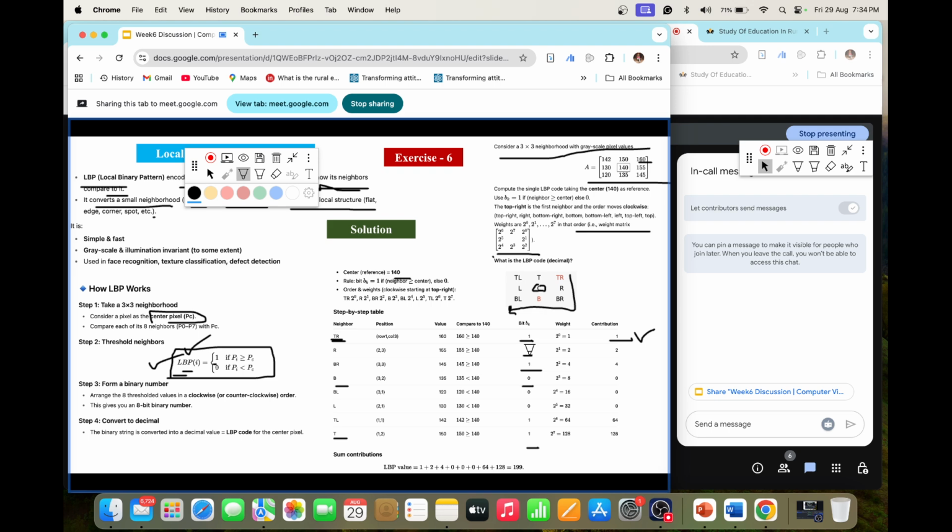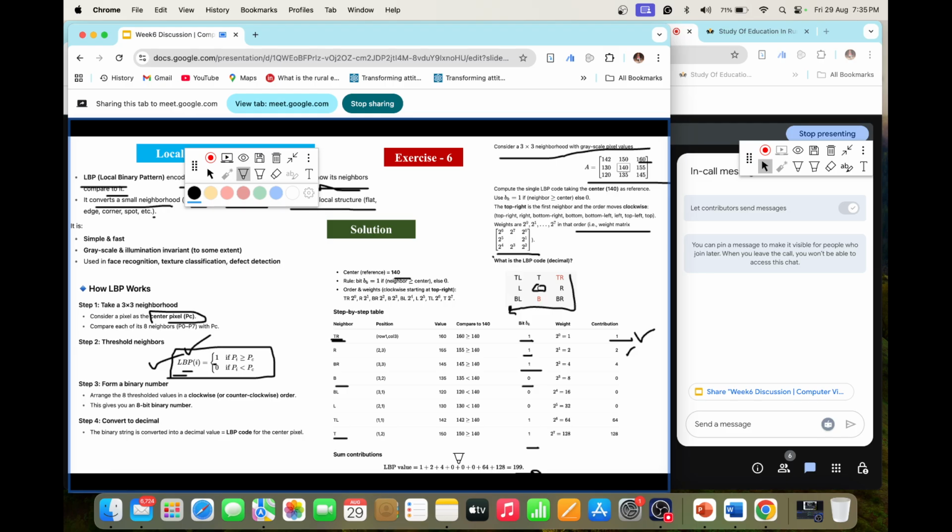Similarly, what is the contribution for this second bit? That is 1 into 2 to the power 1, that means 2. Similarly, the third bit is 2 to the power 2, so 1 into 2 to the power 2, that is 4. Similarly, you can do the calculation and then just sum it, and your answer will come 199.